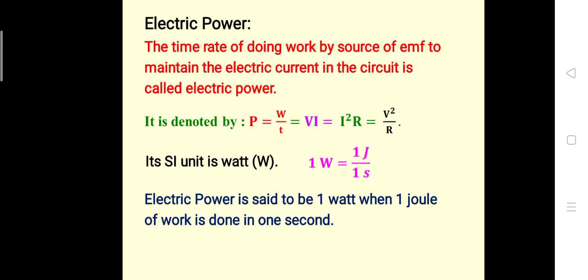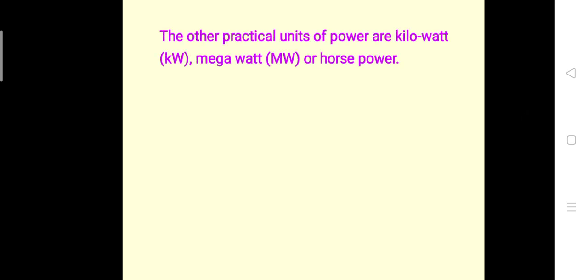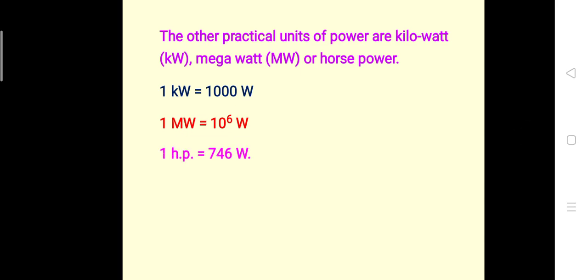Other practical units of power are kilowatt, megawatt or horsepower. 1 kilowatt is equal to 1000 watt. 1 megawatt is equal to 10 raised to power 6 watt. Kilo means 1000, mega means 10 raised to power 6. 1 horsepower is equal to 746 watt. At commercial level, in our vehicles like tractors and trucks, we calculate the power of that vehicle in terms of horsepower.